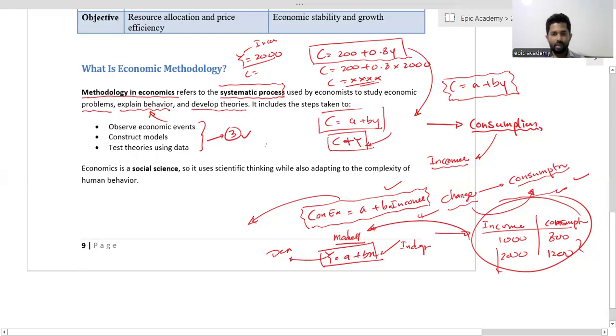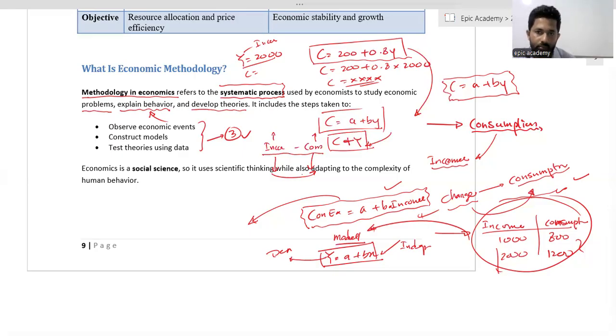That means if the income increases, consumption expenditure also increases. A similar pattern: income increases, consumption also increases, which is very easy to understand. If income decreases, what happens to the consumption? It also decreases. So this is the theoretical framework which you can create by using the methodology. That is why we need methodology to understand the exact behavior of economic activities.